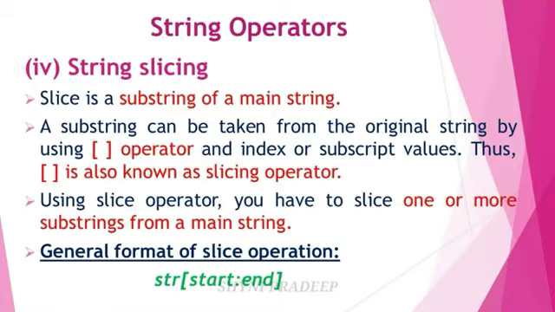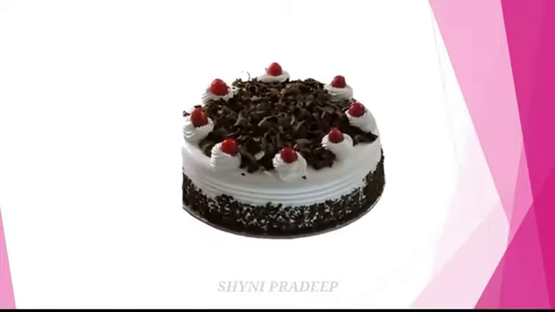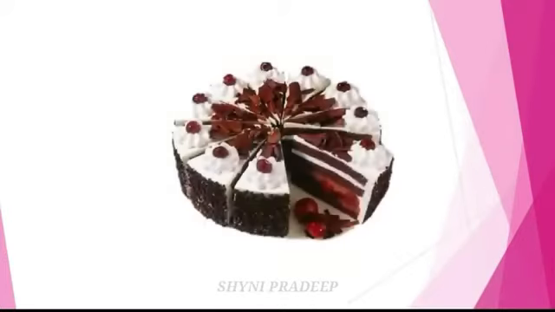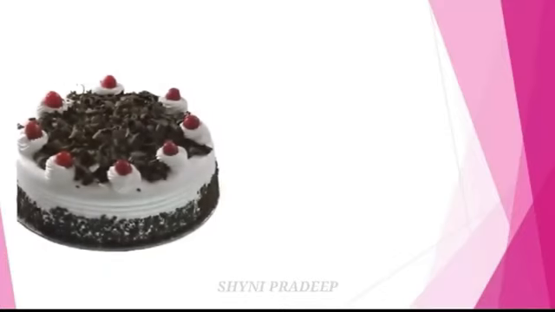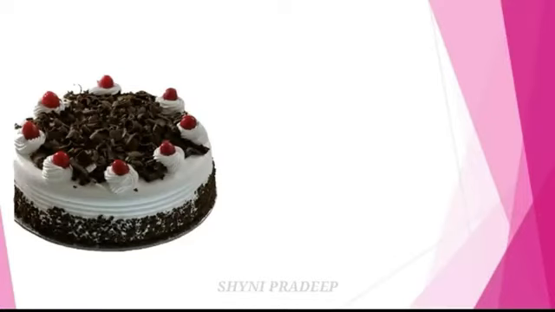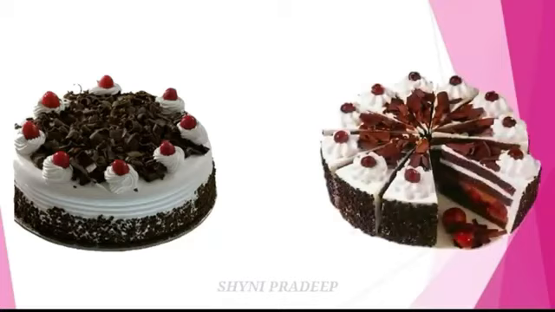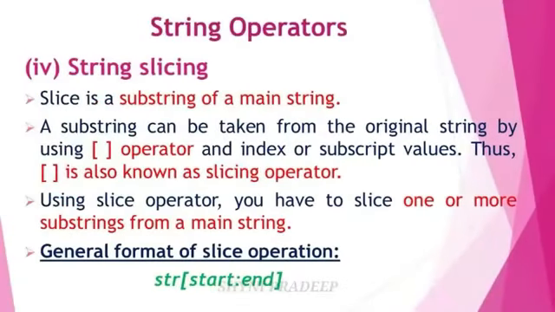Let's take one real world example for this. Cake. You can cut a cake into many smaller pieces. Here the cake is called the string, that is the main string, and the pieces of cake are called substrings. So a substring can be taken from the original string by using the square bracket operator. Its general syntax is str, and within the square brackets write start:end. Here start is the beginning index and end is the last index value of a character in the string.